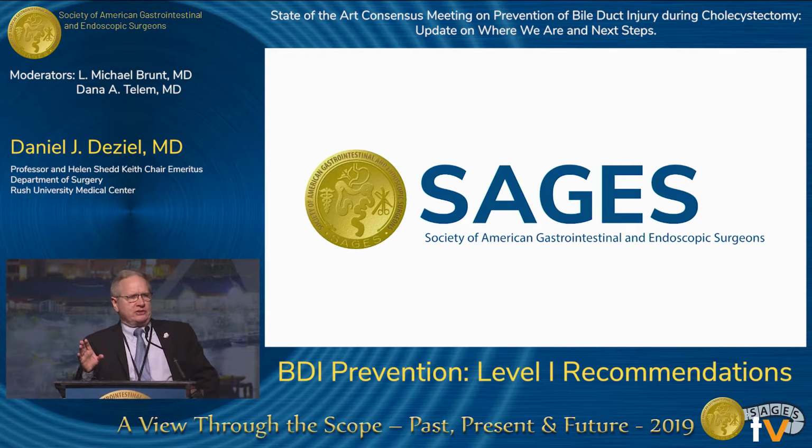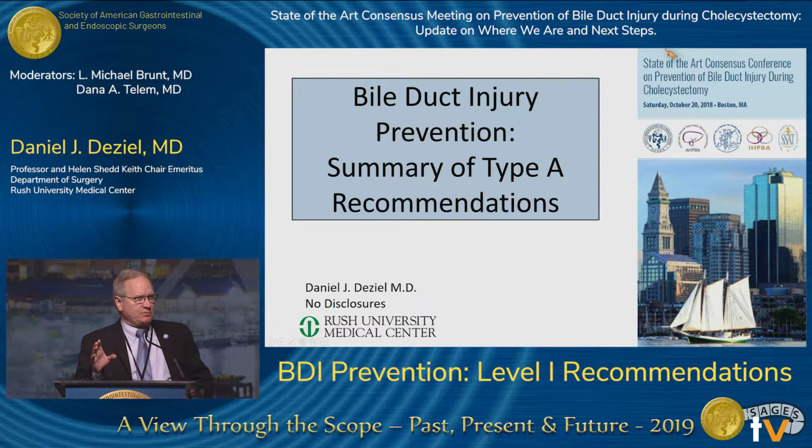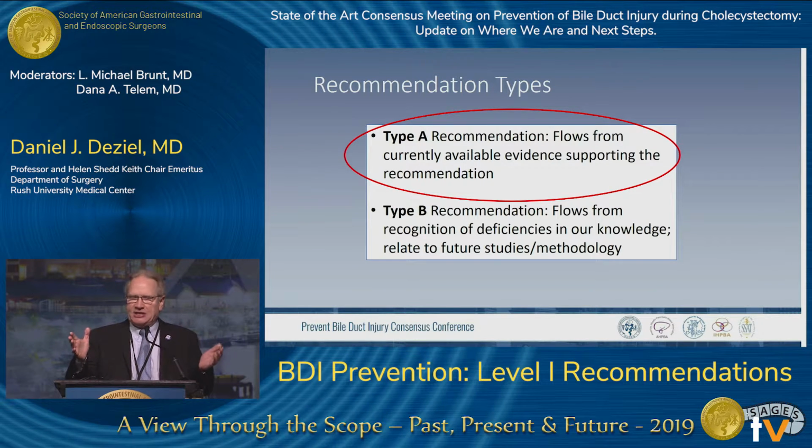12 of the questions that were addressed at the consensus conference had type A recommendations voted and approved by the expert panel. Dr. Strasberg has discussed one of those. I am going to briefly summarize 5 of the other questions. A type A recommendation is supported by the current available evidence. This is distinguished, as you heard, from a type B recommendation, which recognizes we have gaps in our knowledge, but does provide an avenue for further investigation.